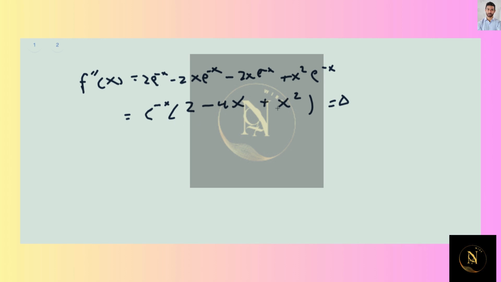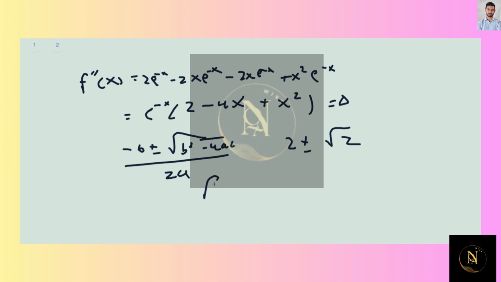In order to find the roots of this polynomial, it can't be factored, so we have to apply the quadratic formula, which is negative b plus or minus the square root of b squared minus 4ac over 2a, where a is the coefficient of x squared, b is in front of the x, so in this case it's minus 4, and c is 2. So when you do this, you get 2 plus or minus root 2.